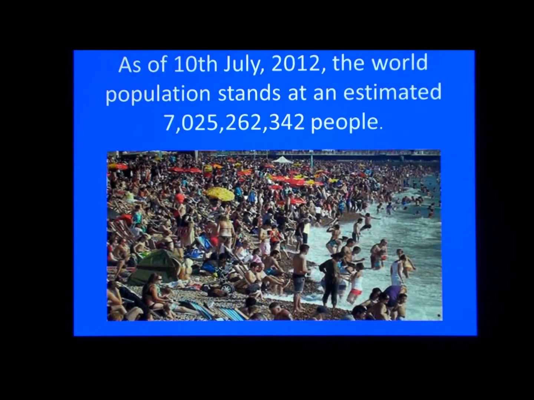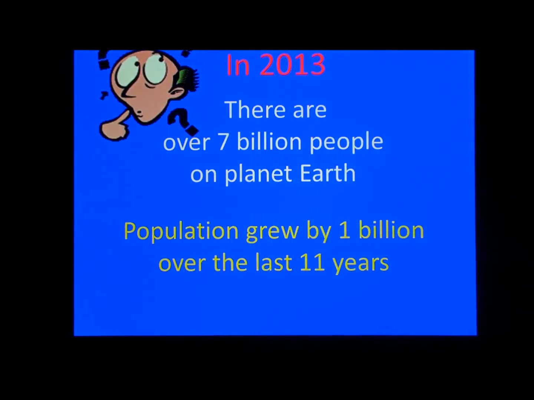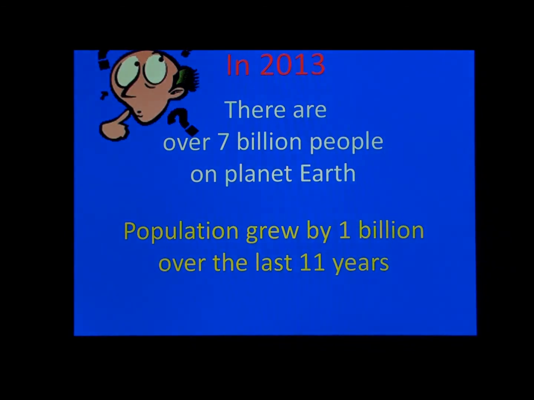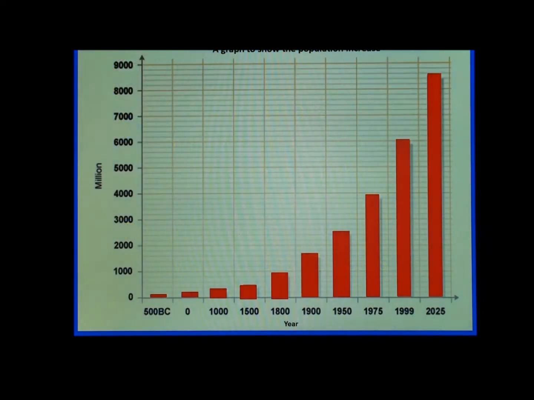As of the 10th of July 2012, the world population stands at an estimated 7.025 billion people. In 2013, there are over 7 billion people on planet Earth. The population grew by 1 billion over the last 11 years. This graph shows the estimated population of the year 2025. As you can see, it's 8.5 billion.